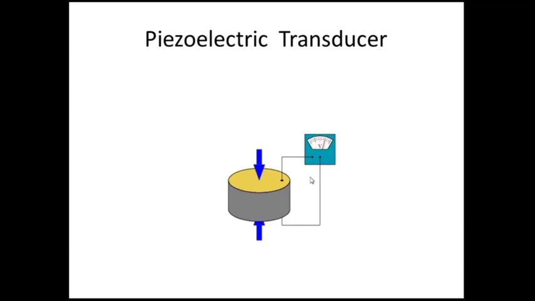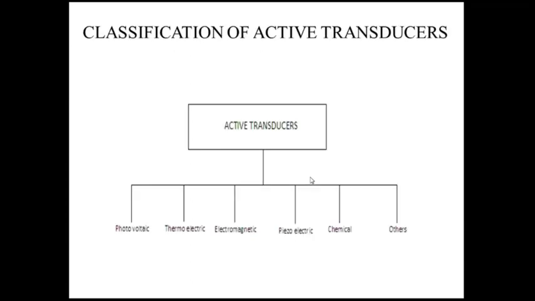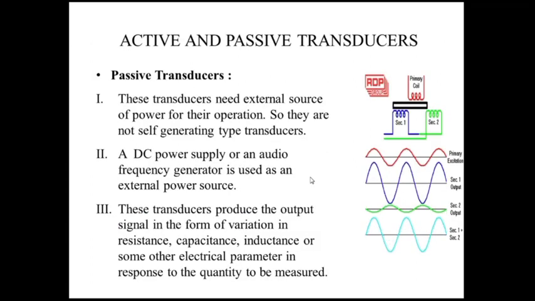Now the classification of active transducers. Active transducers are classified into photovoltaic, thermoelectric, electromagnetic, piezoelectric, chemical and others. Now passive transducers. The passive transducers need an external source of power for their operation. So let us see this animated diagram.